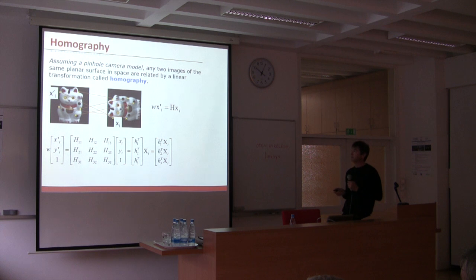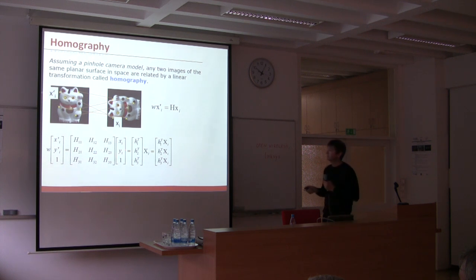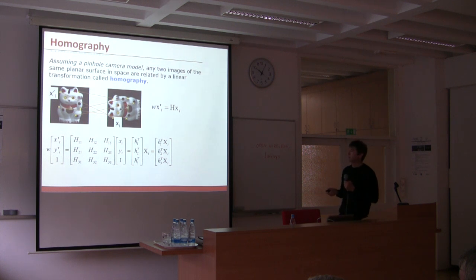So assuming a pinhole camera model, any two images of the same planar surface in space are related by a linear transformation, which is called homography. So here we have examples of two images. One is rotated in two dimensions, and we can use homography to project any single point from this image to this image. So this is very similar to our problem.